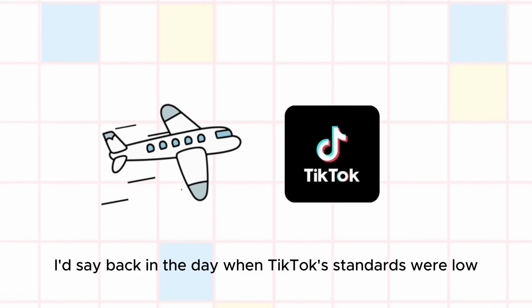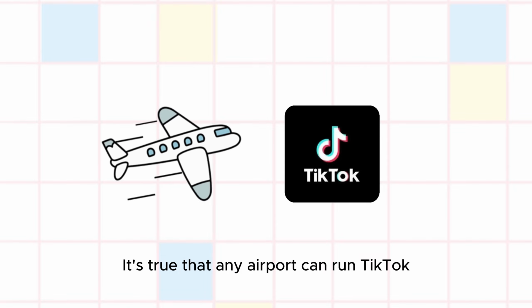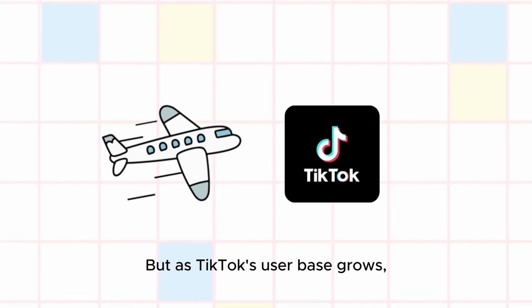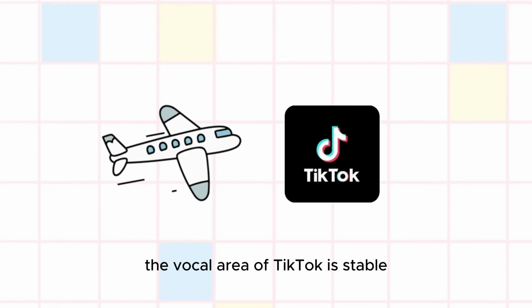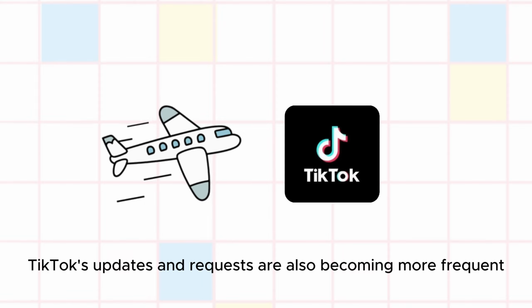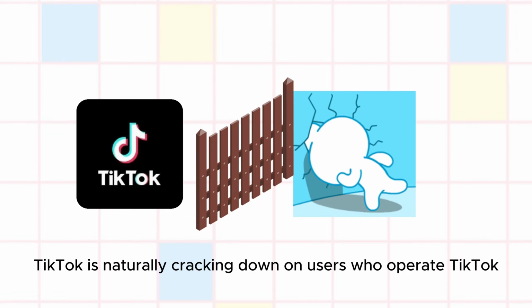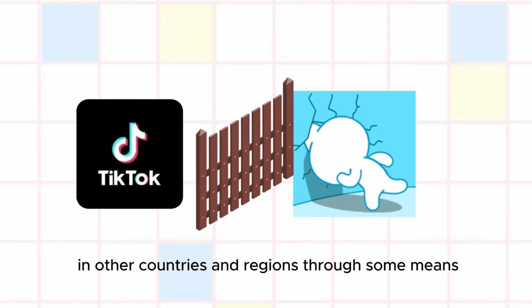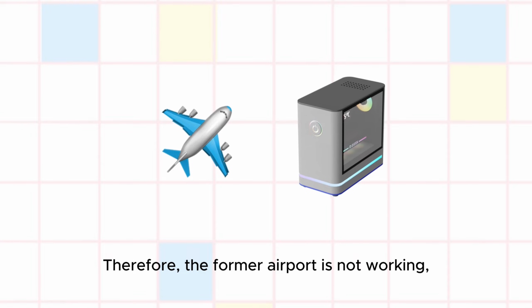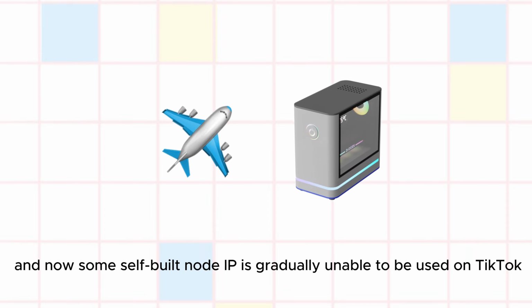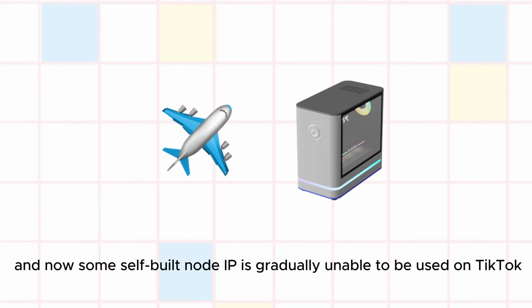I'd say back in the day when TikTok standards were low, it's true that any airport could run TikTok. But as TikTok's user base grows, the user area of TikTok is stable, and TikTok's updates and requests are also becoming more frequent. In line with the principle of giving local residents the upper hand, TikTok is naturally cracking down on users who operate TikTok in other countries and regions through some means.